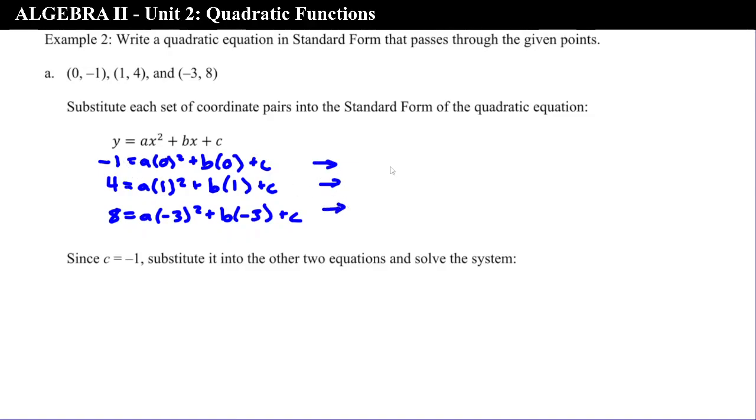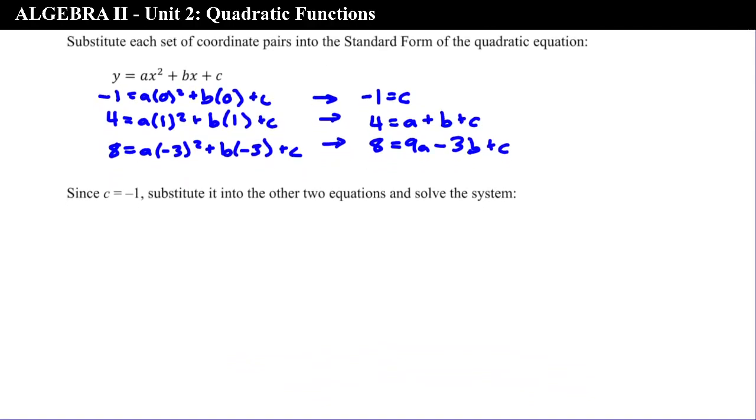For all 3 of these, I'm going to clean them up a little bit. The first one cleans up very nicely and becomes just negative 1 equals c. For the second one, we have 4 equals, 1 squared is just 1, so you have a plus b plus c. And for the last one, you have 8 equals, negative 3 squared is 9, so you have 9a minus 3b plus c. Now, we know that c is negative 1, so we're going to substitute that into the other 2, and then we are going to solve a system of equations here.